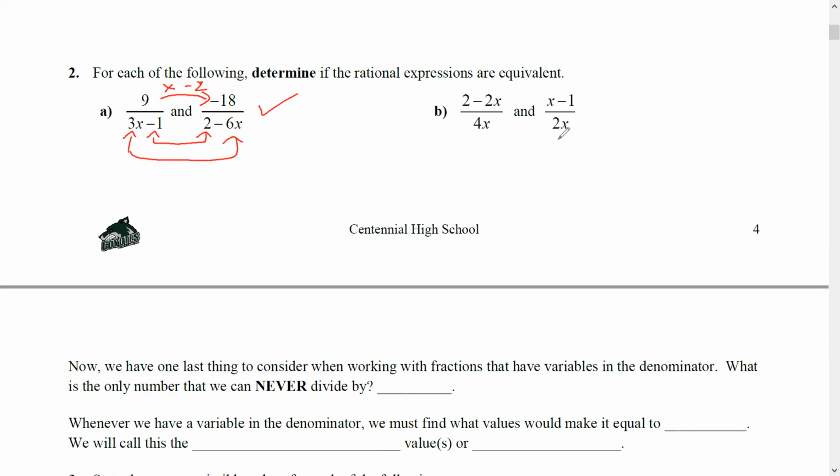I go to the next one. Maybe I'll go this way. Doesn't matter the order I'm doing this. Someone multiplied this by 2. So if I go up to my numerator, x times 2 would be positive 2x. They've got -2x. These are not equivalent fractions.